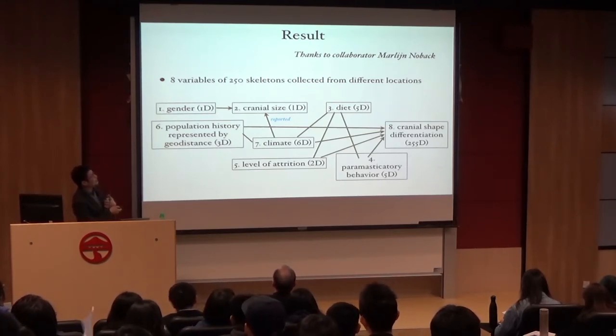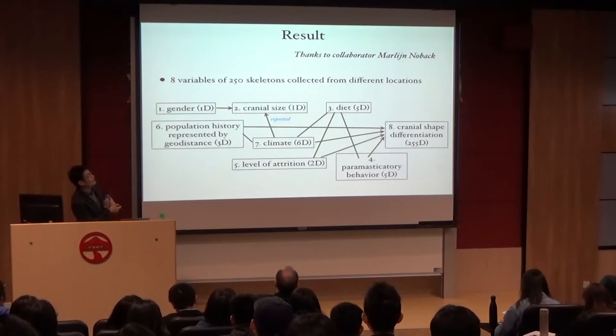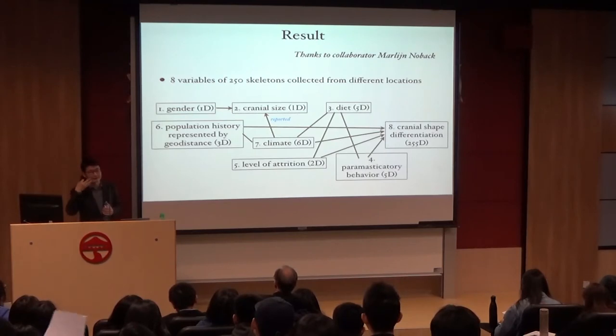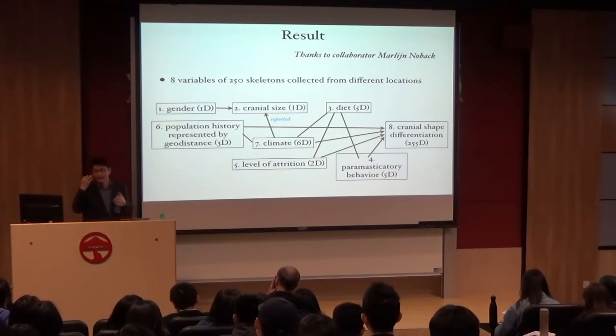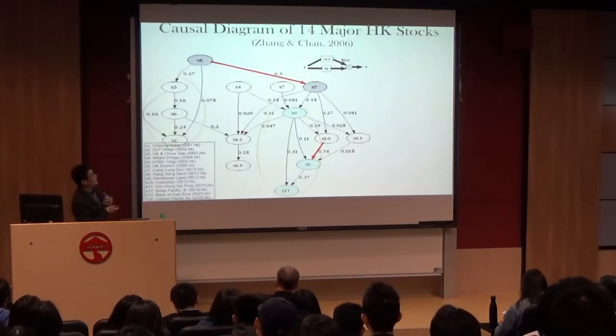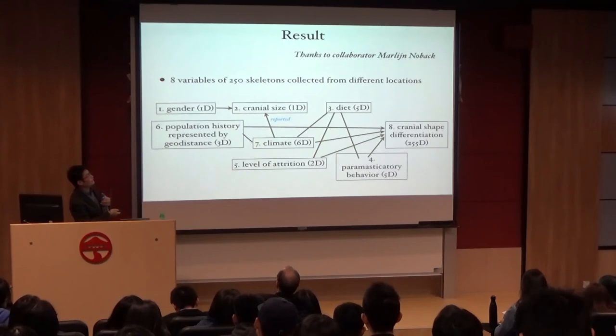Basically, a lot of the relations here are consistent with what they reported in the literature. For instance, climate causes the cranial size. That's why in North Europe, usually, people have a larger cranial size. If it's very cold, then the cranial size tends to be bigger, so it can warm the air, okay? And also we can discover something very new.